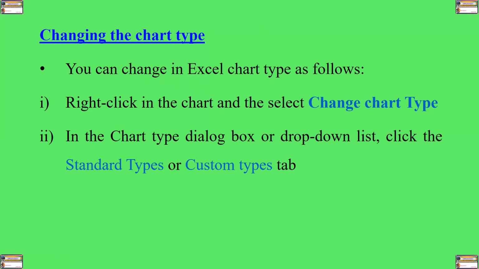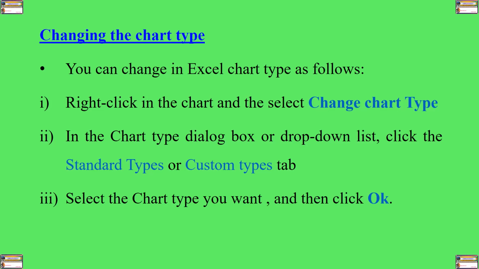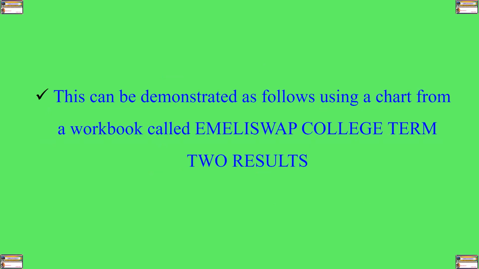In the Chart Type dialog box or drop-down list, click the Standard Types or Custom Types tab. Select the chart type you want and click OK. So this can be demonstrated as follows using a chart in a workbook.